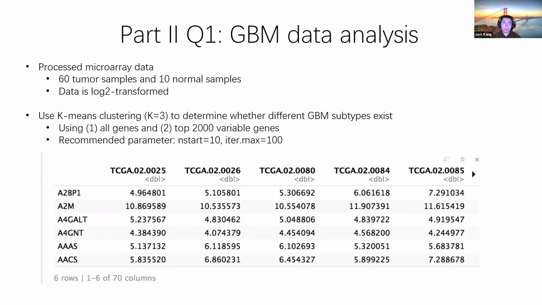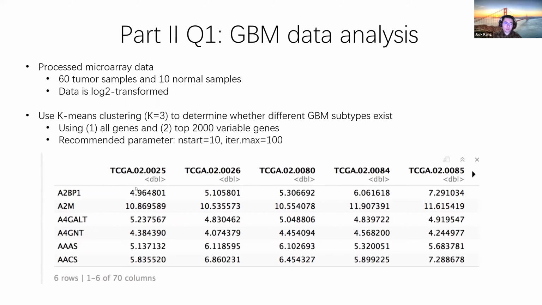So for part two, question one, we will provide you with already processed microarray data that contains 60 tumor samples and 10 normal samples. The expression matrix is already log2 transformed, and if you read it in, it will look like this. So patients are in columns, and tumor samples start with TCGA, and normal samples, I think, start with just the string normal. And genes are in the rows, and each cell contains the log2 expression value.